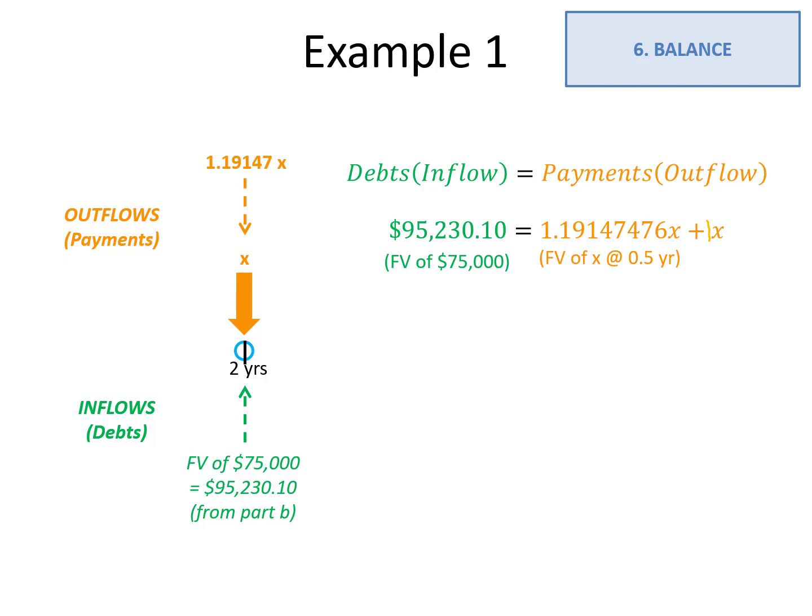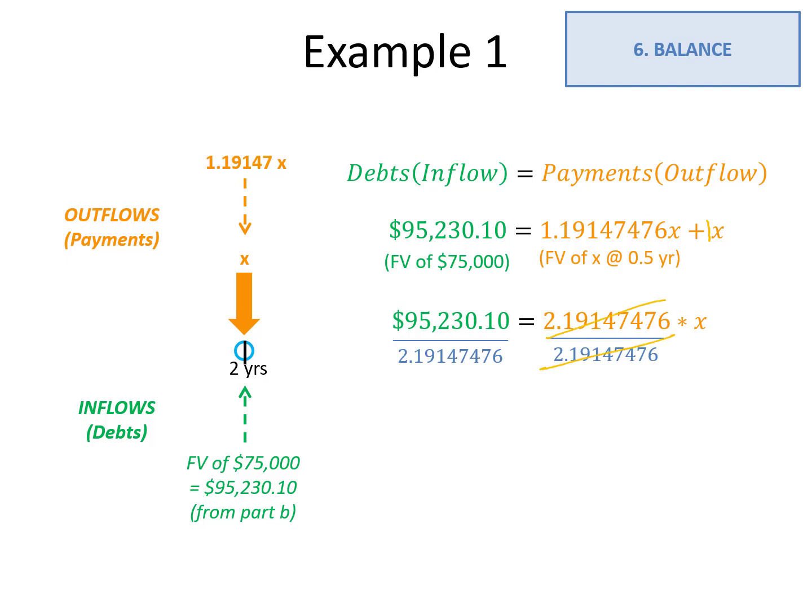And that's going to help me with my algebra, as what I have here is 1.19147x plus 1x, which is 2.19147x. So from here, I want to isolate what x is, so I can see that it's being multiplied by 2.19147. So I divide both sides by that value. They cancel out on the right-hand side, and I'm left with x is equal to $43,362.34. That is the amount that we would have to pay at both 6 months and 2 years in this scenario.